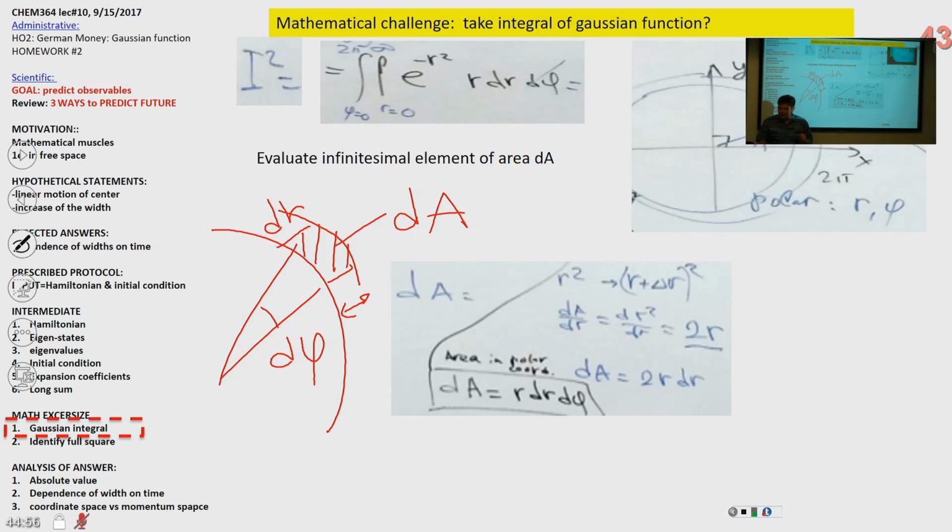Now, our integral squared will be formulated as the function times the element of area, right? And here we integrate over radius and over angle. For radius, we go from 0 to infinity. For angle, we make one full circle from 0 to 2 pi.